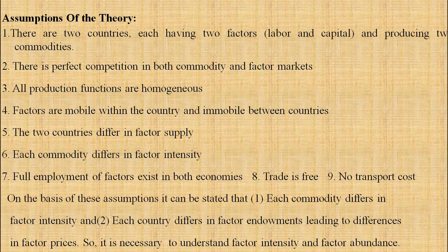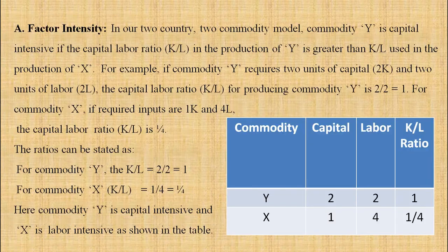So, on the basis of these assumptions, it can be stated that each commodity differs in factor intensity, and second, each country differs in factor endowments, leading to differences in the factor prices. So it is necessary to understand factor intensity and factor abundance. These 2 points are important. We have to mention them. Let us discuss factor intensity.